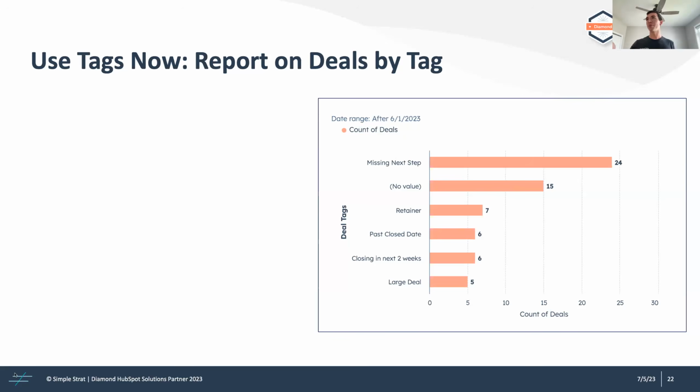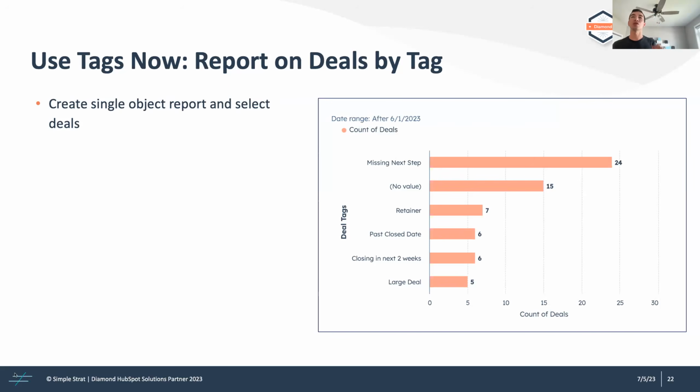So for example, tags that we have in our system: deals that are missing a next step, retainer deals, deals that are past their close date, deals that are closing in the next 2 weeks, deals that are large deals. These are all things we want to know, but to show a deal count for each of those without being able to report on tags, we had a full dashboard full of reports. Now, by reporting on deal tags, we have one report that shows us all of the important information about deals.